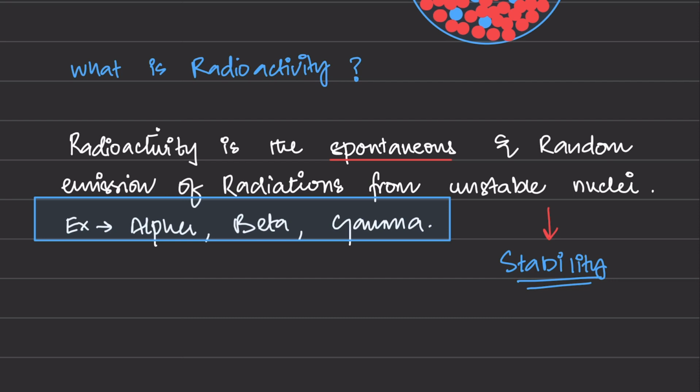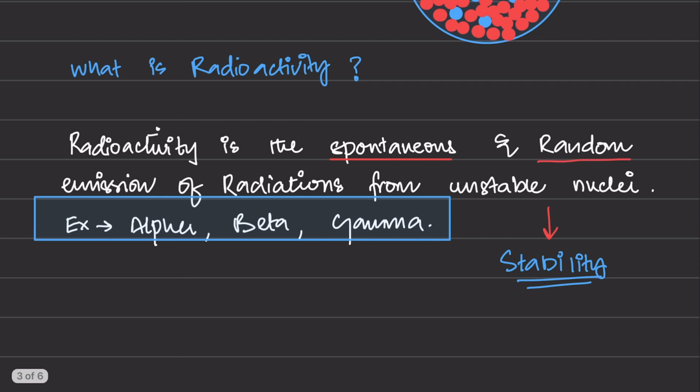It means that it can randomly take place over space and time. It means that it does not have a specific time when it's going to happen. It is merely impossible for us to say when a particular nucleus is going to decay. So that's what these two words mean: spontaneous decay and random decay.